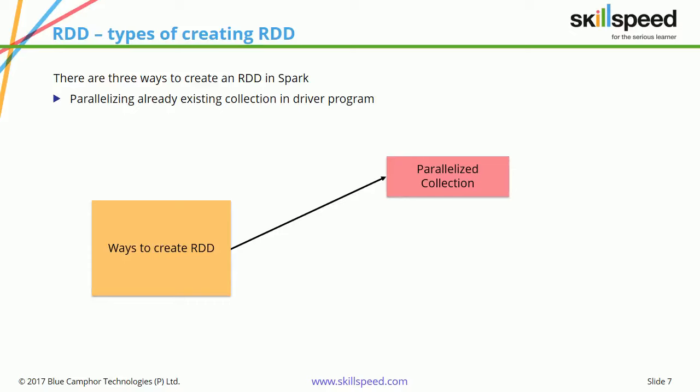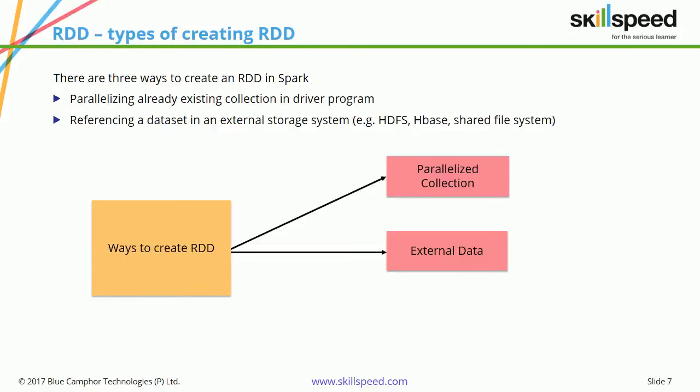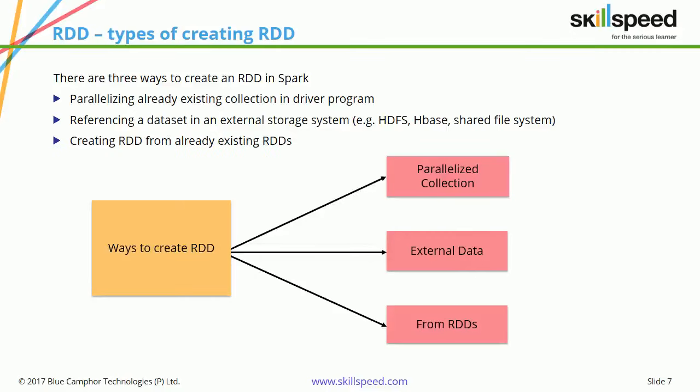The second way is from external datasets such as HDFS, flat files, NoSQL databases such as HBase, Cassandra, and so forth. The third is to create an RDD from an existing RDD. Well, obviously RDDs are immutable. That means you can always create another RDD from an existing RDD. So let's dive deeper into these different types.